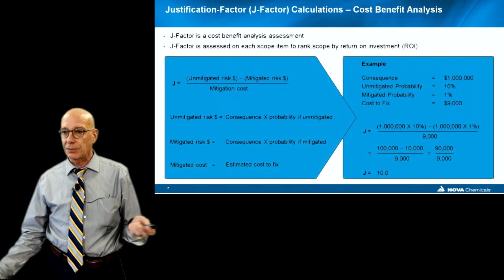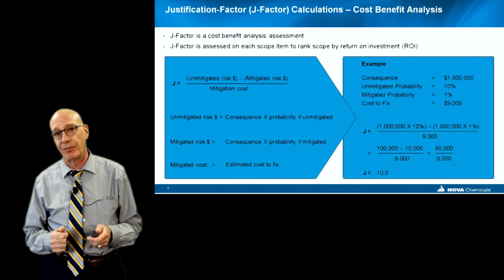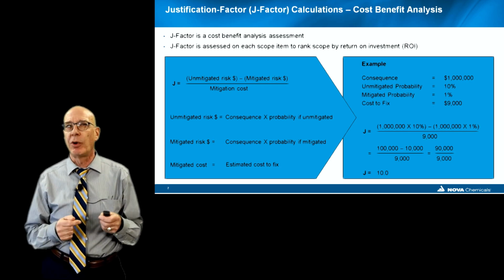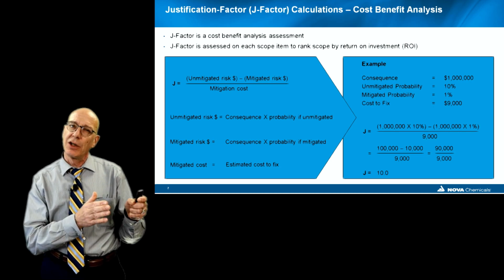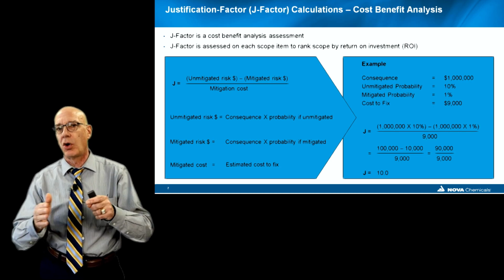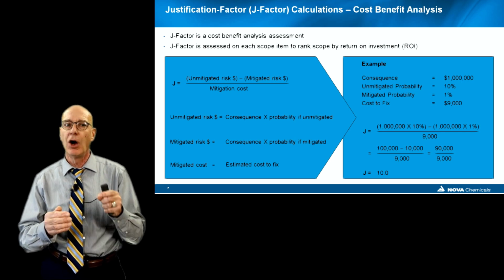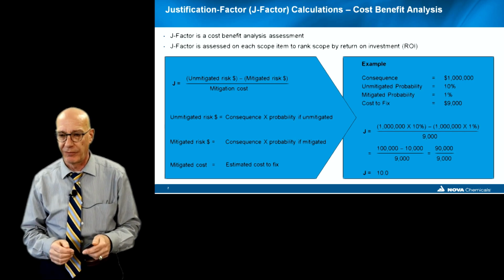So, to start with, the J-Factor is basically a cost-benefit analysis tool. And as you'll see when we walk through this in bigger detail, we're not necessarily going to apply the J-Factor to all of our scope. Some of our scope we do consider to be automatic acceptance. We'll talk about that a little bit further down the road.